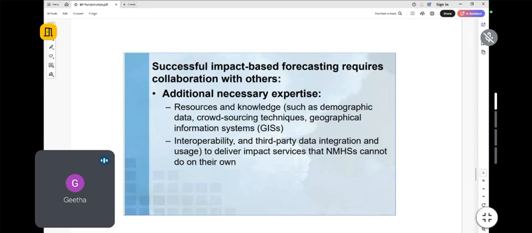Third-party data integration and usage is very much required. We have to deliver impact services that the NMHS cannot do on its own. That is the National Meteorological and Hydrological Service, something like IMD. We cannot do it on our own; we have to interact with other stakeholders also.